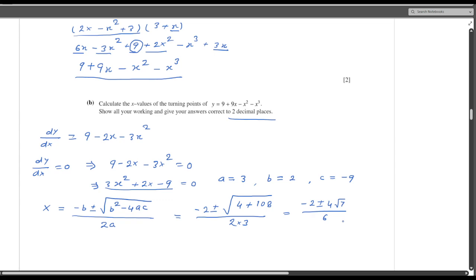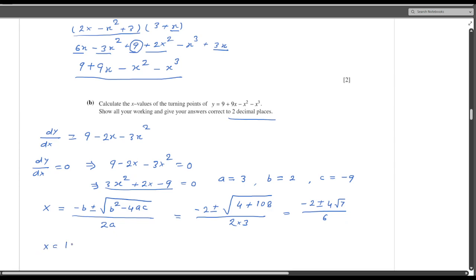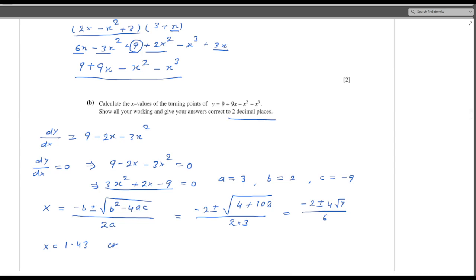Okay, so minus 2 plus 4 times root 7, whole divided by 6. One answer is 1.43. So one answer for x is 1.43, or it is minus 2 minus 4 times root 7, whole divided by 6.